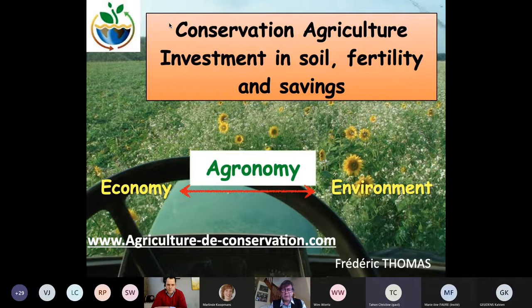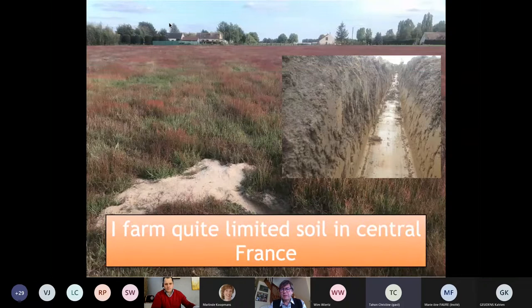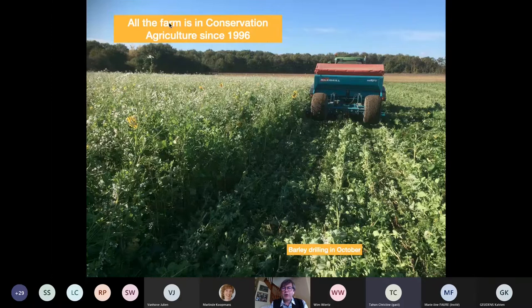The first thing, I think there is a big connection between environment and economy, and the word is agronomy. First of all, I farm in southern France, an area with quite limited soil quality. So the yields were limited and the economic return was limited. That is what forced me to change, with the background that I had in other countries. The bottom is very clay, like you can see in the picture, and the top is very sandy and acidic. So that's quite a big challenge to farm in this area.